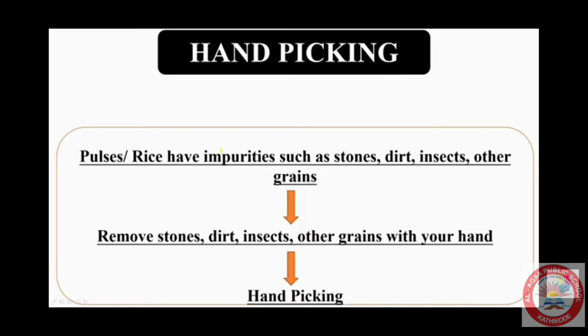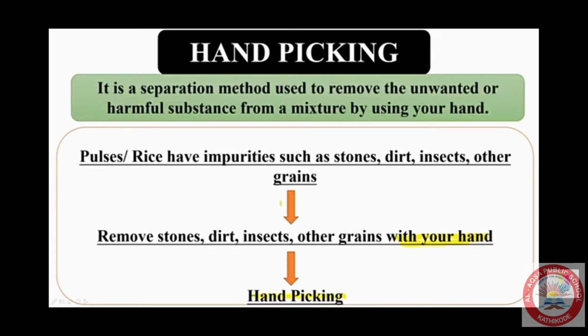So, hand picking means pulses and rice have impurities such as stones, dirt, insects, and other grains, and we remove these with our hand. This process is called hand picking. Hand picking is a separation method used to remove the unwanted or harmful substance from a mixture by using your hands.